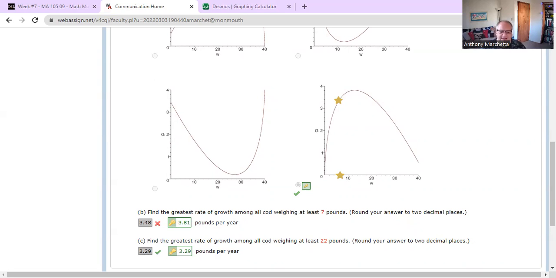So that being said, now let's take a look at our graph once more and see if we can determine the maximum there.